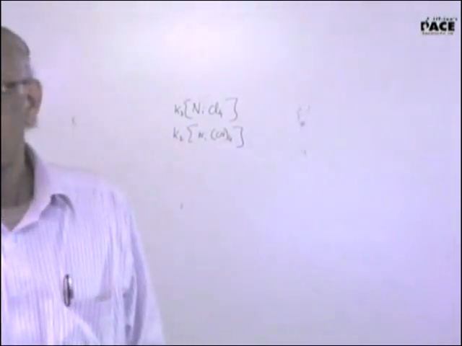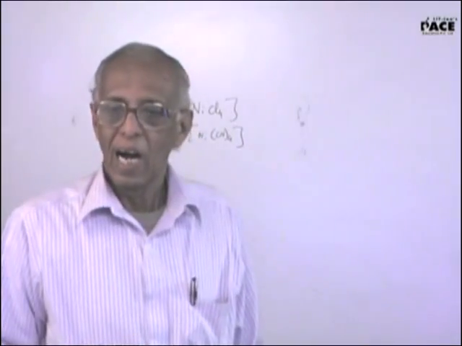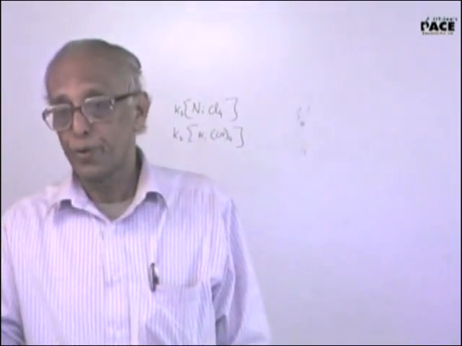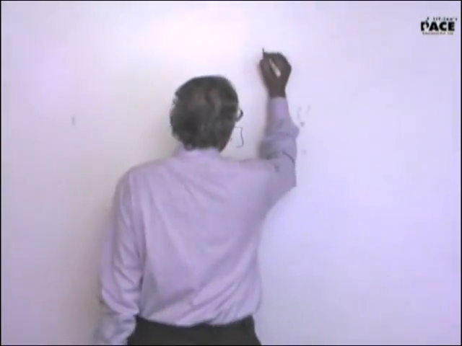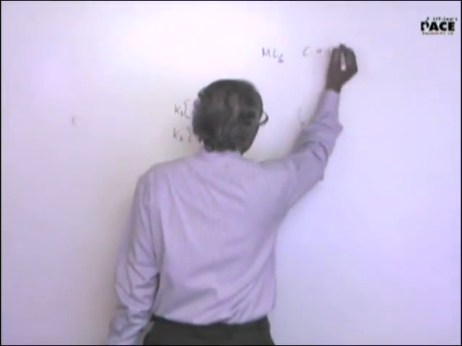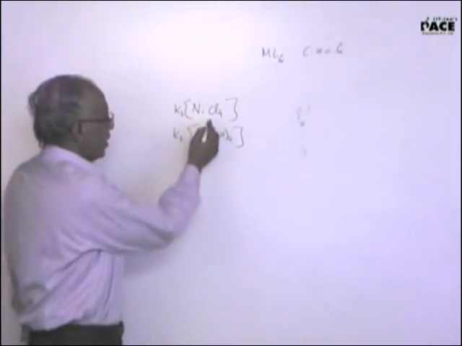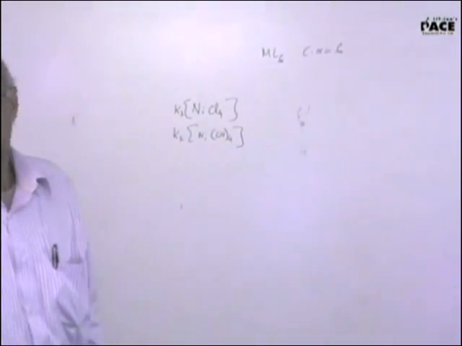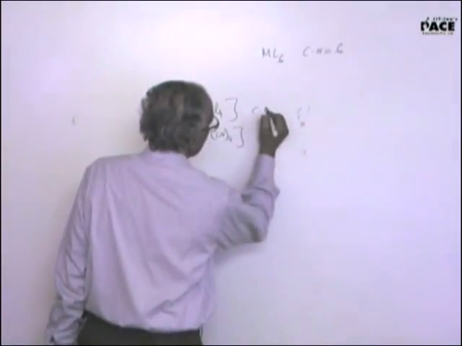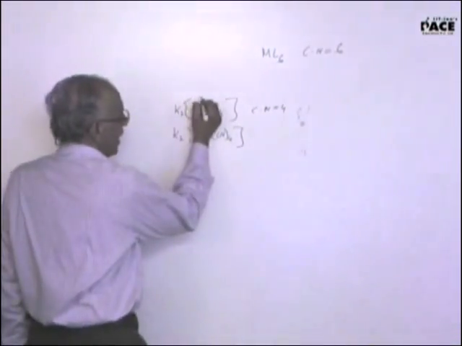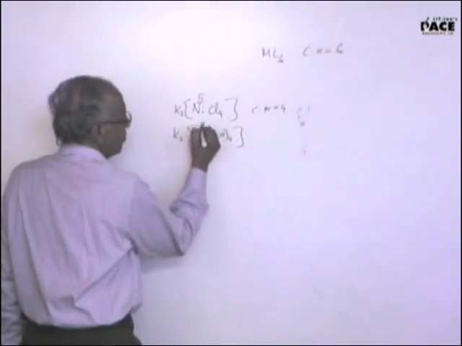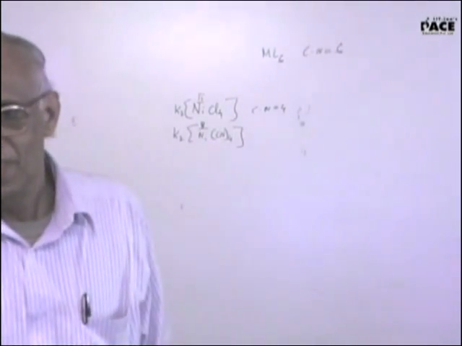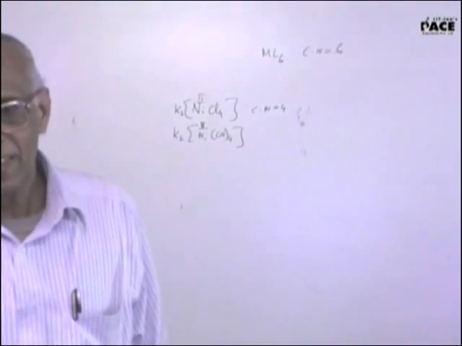Now from octahedral, I go to coordination number 4. For ML6, coordination number is 6. What is the coordination number here? 4. In both cases? Yes. Nickel in both cases is 2 plus. Chloride is minus, cyanide is minus. Okay, both are anionic ligands.